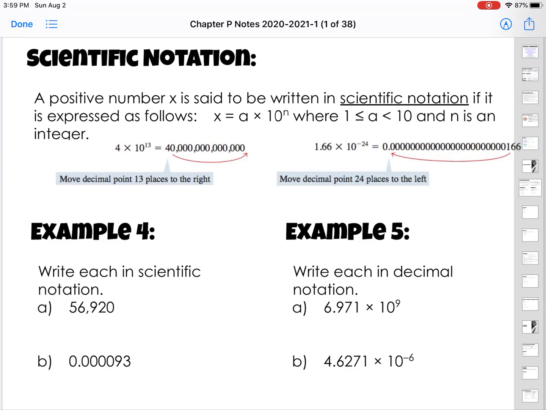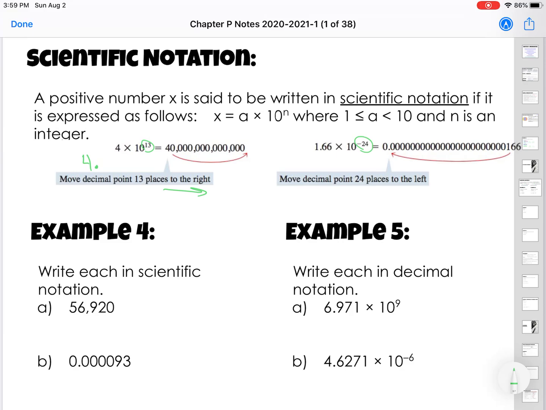All right, so for example, 4 times 10 to the 13th really means that we are multiplying by a lot of tens, right? So that means we are moving our decimal point that would have been just after the 4, right? This is really like 4 point, and we are moving it 13 spaces to the right because this is a positive exponent. When it is a negative exponent, we will be moving that to the left.